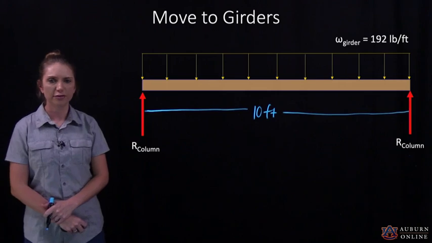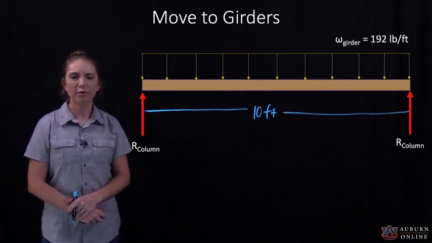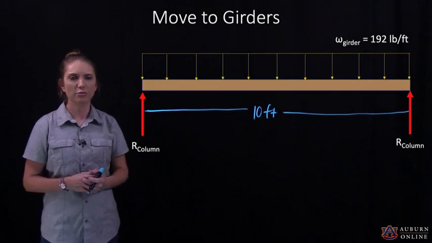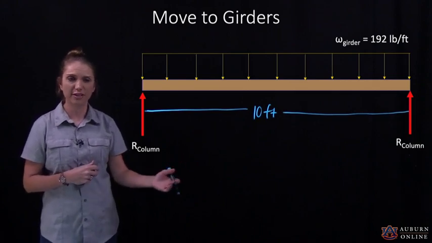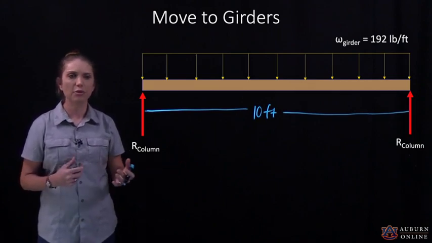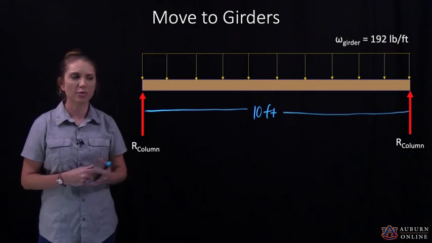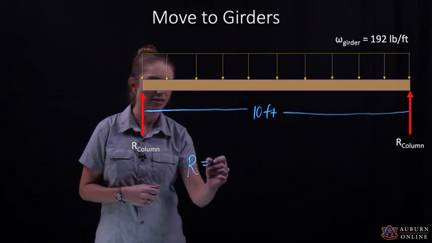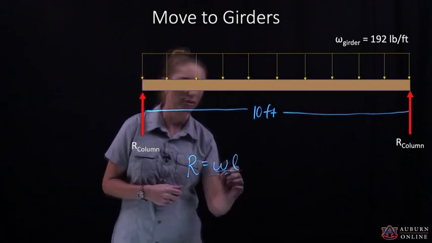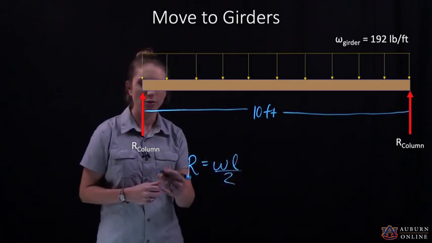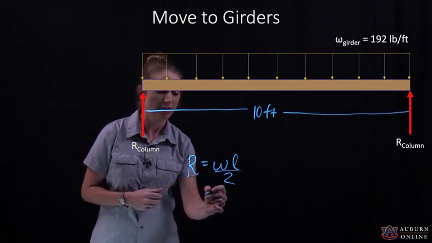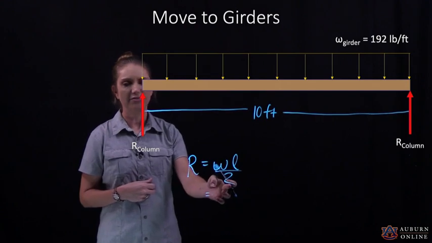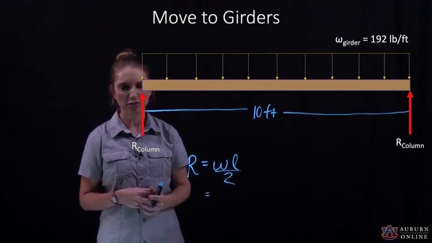So now we have two of these girders, and again, both of them look the same. They're both 10 foot long. They both have this uniform load of 192 pounds per foot that comes from the beams, and they're both resting on columns. So we can again use our simplified formula where the reaction is equal to WL over 2. So now our reaction, again, is going to represent those column reactions. Since there's two column reactions, we divide by 2 here. That's where we get the 2 in our formula.